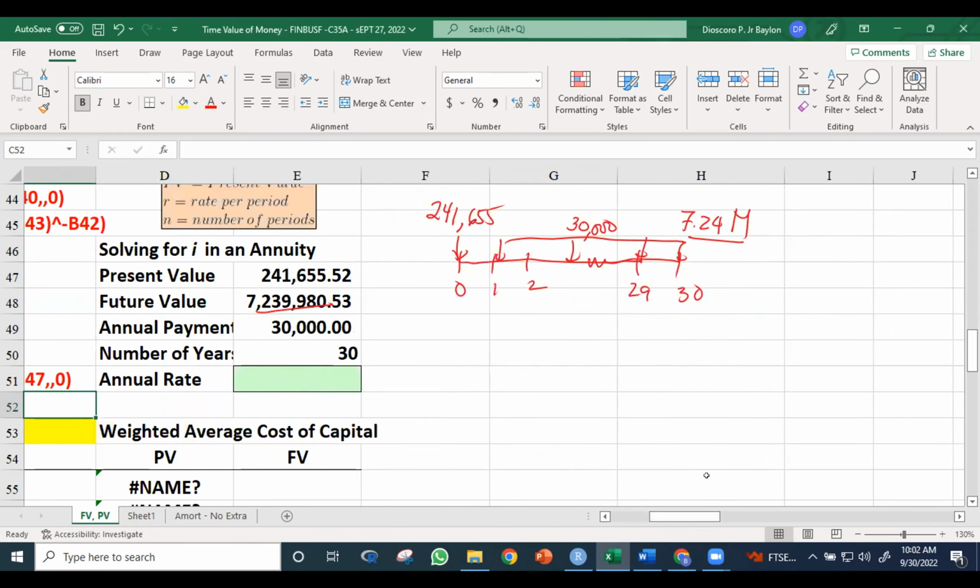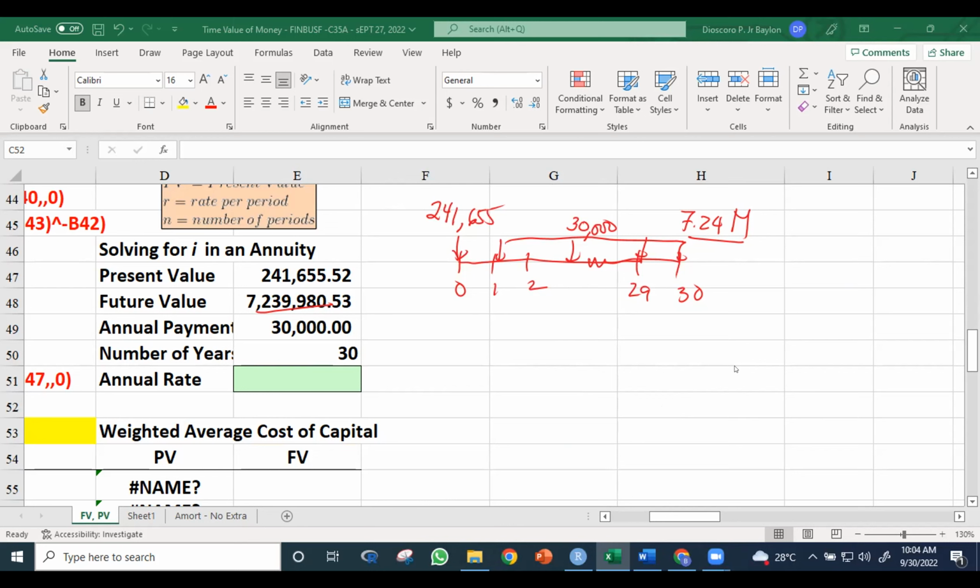We only have one cash flow. In the initial problem, our cash flow is this annuity of 30,000. So we computed the equivalent present value, which is 241,655, or the equivalent future value, which is 7.24 million. Now take note, they're not distinct. They're not different. They're equivalent. So if we're given 241,655 and the 30,000 annuity, we're saying that 241,655 now is equivalent to 30,000 every year for the next 30 years. So the question now is, how many years of an annuity of 30,000 will be equivalent to 241,655? That's actually the question. How many years of a 30,000 annuity at 12% is equivalent to 241,655, or equivalent to 7.24 million?